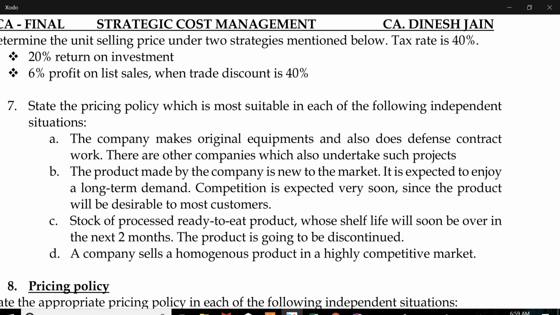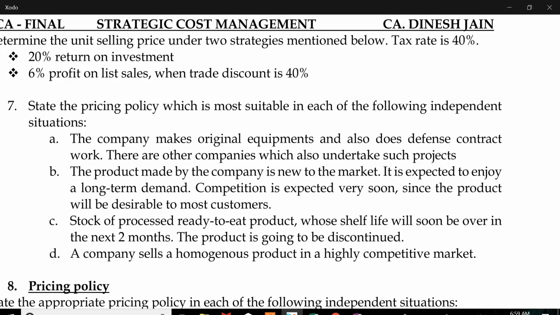In fact, this looked to be an overall scenario where there is no confusion. I didn't have any confusion until I looked at the answer, which gave me a different perspective. Now, why skimming? The product is new to the market, no competition, long-term demand. When no competition is there, let me enjoy the market.